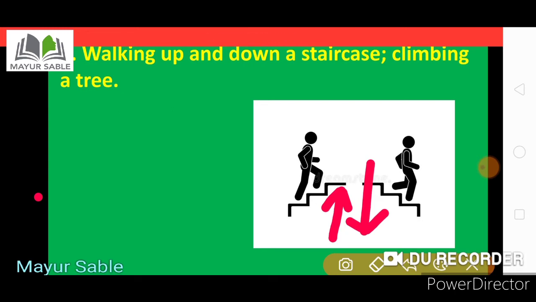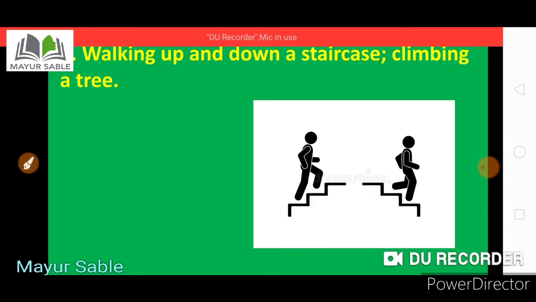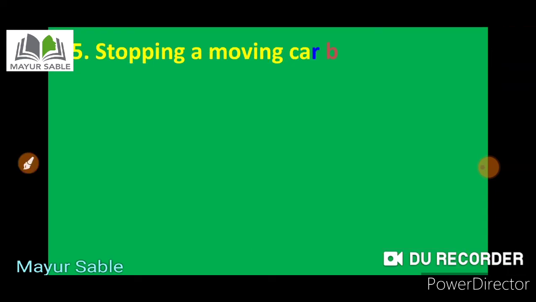We are going to apply the force in the direction of the gravitational force. When we climb a tree, what happens there? There also we are going to apply the force against the gravitational force. So here also the applied force is against the displacement.